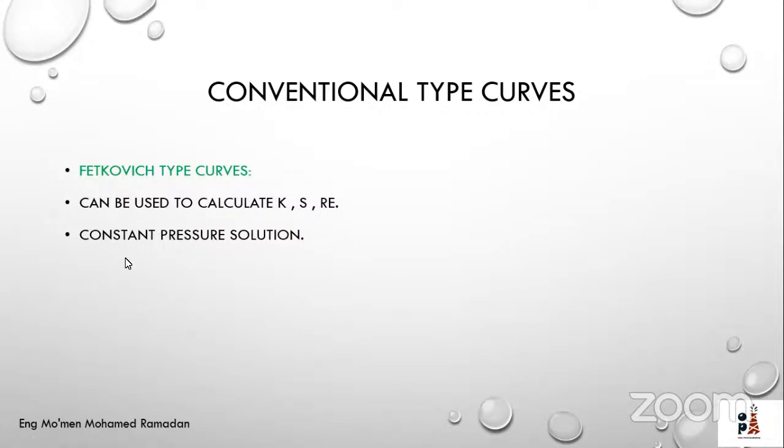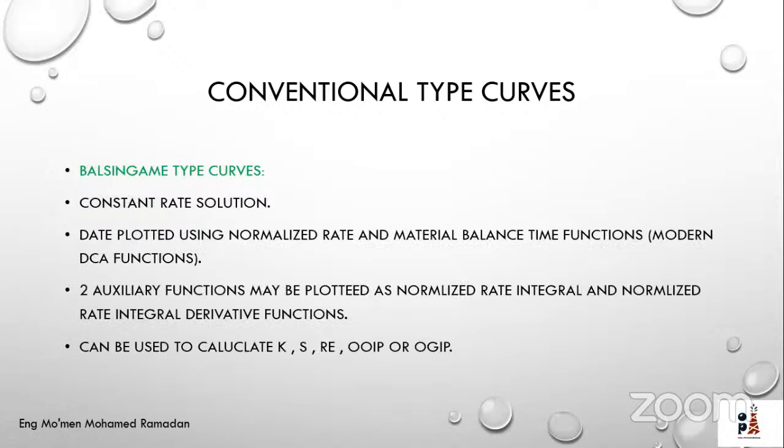Okay, but the limitation in the Fetkovich type curve is that they were based on the constant pressure solution. So they can only be used in this case. If you have a constant bottom hole flowing pressure, where your producer is producing at a constant bottom hole flowing pressure, you can use Fetkovich, otherwise you can't. Okay, so then came Blasingame. Blasingame and his team based their type curves on a constant rate solution.